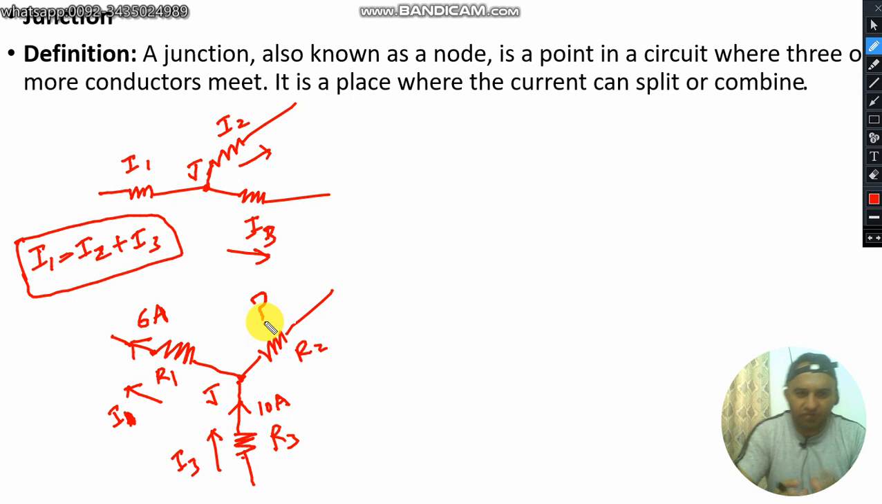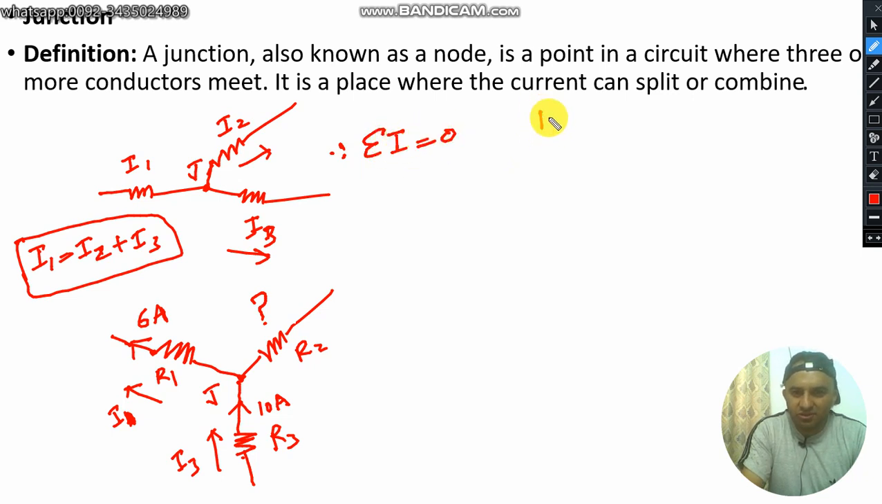So we define the Kirchhoff rule in another way. The second statement of the Kirchhoff rule is: the sum of all currents meeting at a junction must be equal to 0. So what does it mean? It means that the total sum of currents must be equal to 0.